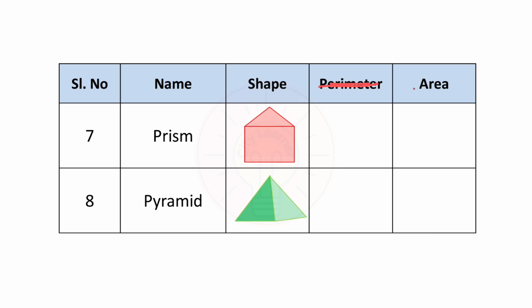Now coming to the prism. For a prism it's not perimeter, but volume. B is the area of the base, and then there is the height. The volume will be the area of the base into height. And this is the pyramid, with base area B and height. Its volume will be 1 by 3 into base into height. So these are all the geometric shapes and their perimeter, volume, and surface area.